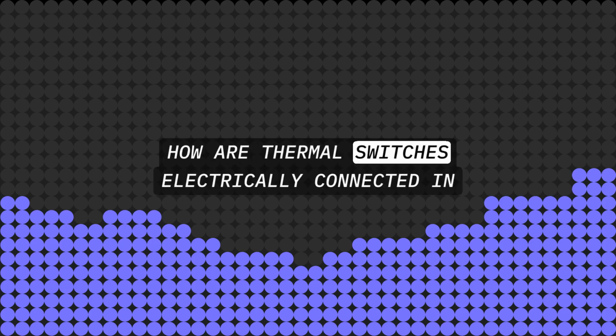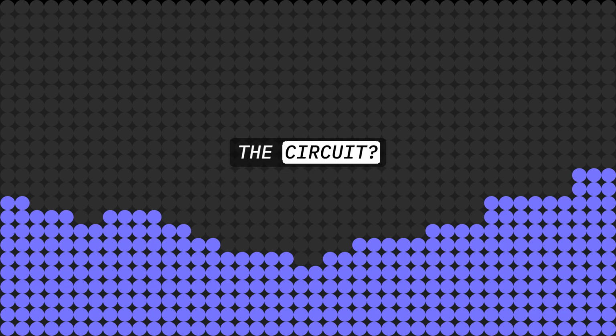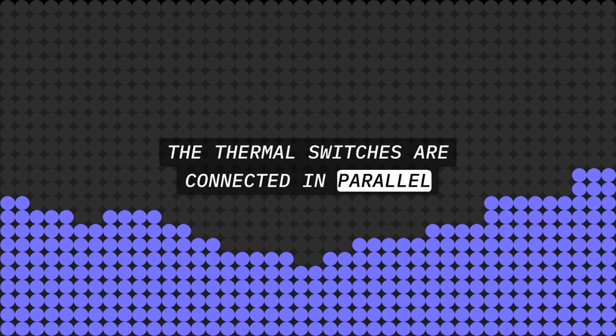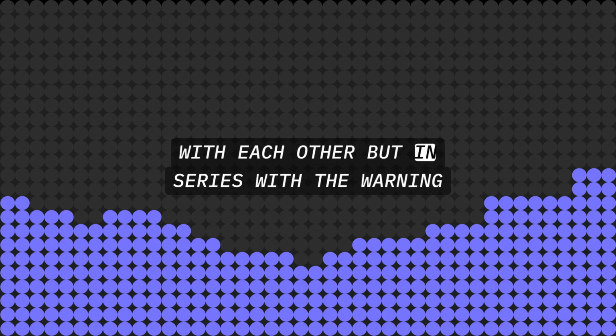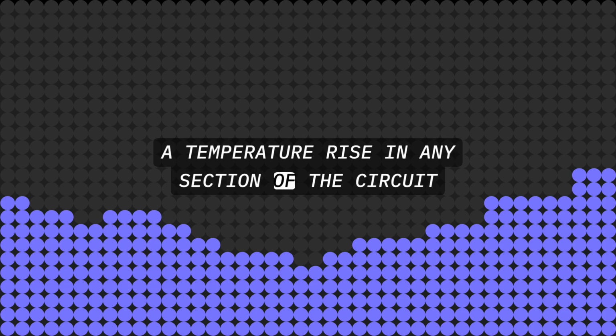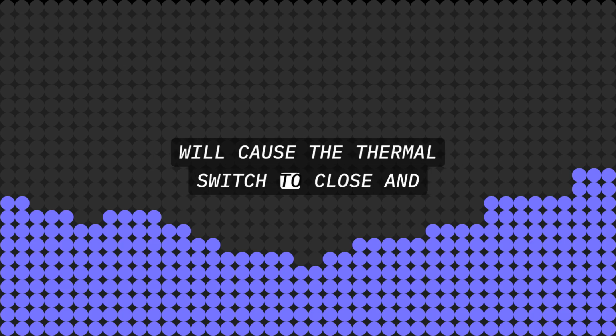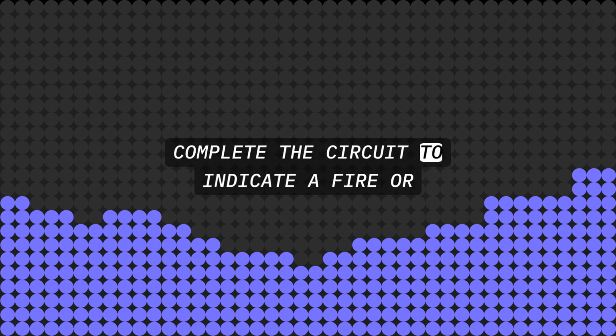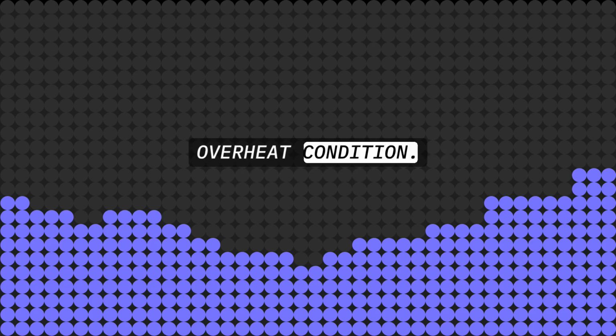How are thermal switches electrically connected in the circuit? The thermal switches are connected in parallel with each other, but in series with the warning light. A temperature rise in any section of the circuit will cause a thermal switch to close and complete the circuit to indicate a fire or overheat condition.